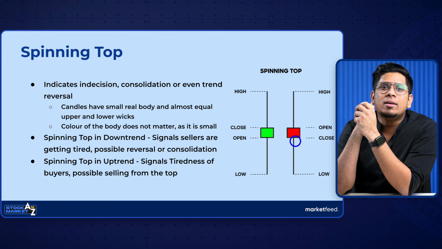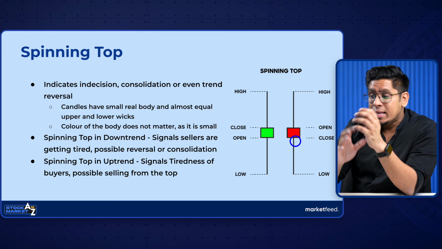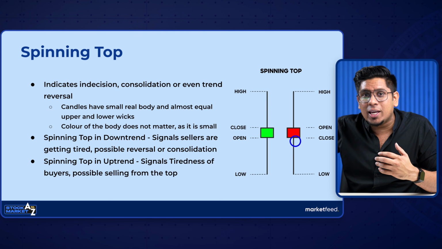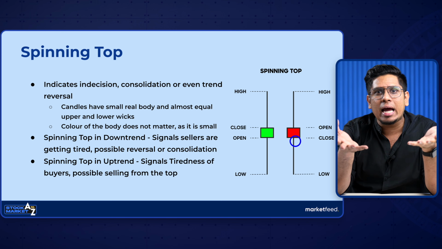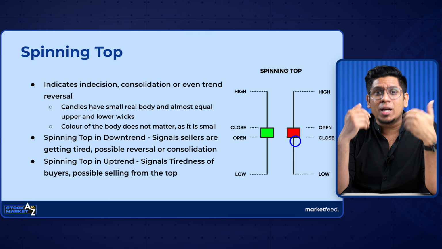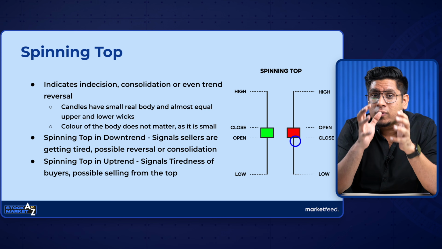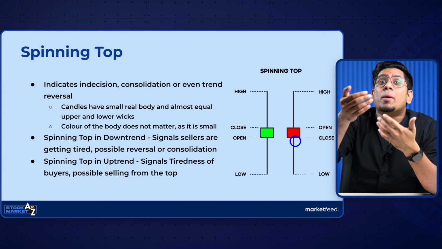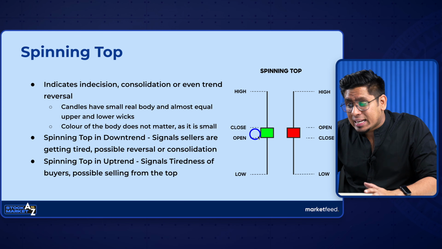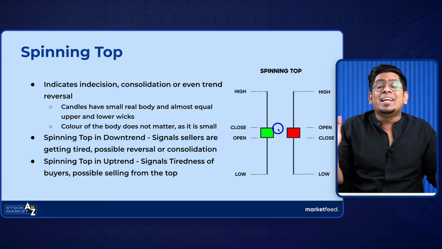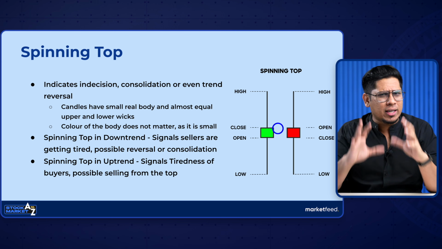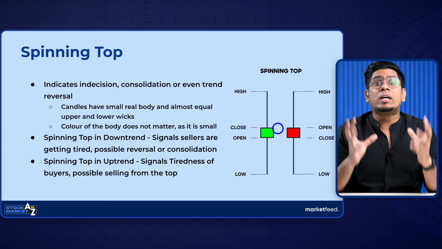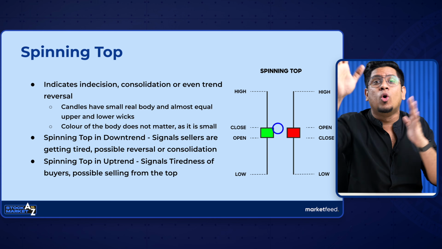What does it mean? It simply means that there isn't large buying happening in the market and there isn't large selling happening in the market, which means that traders or market participants are not clear as to what will happen to the stock in the coming time. That is, a spinning top basically says that there is indecision in the market. There isn't clear buying or clear selling. So we are not clear as to what can be the trend going ahead.